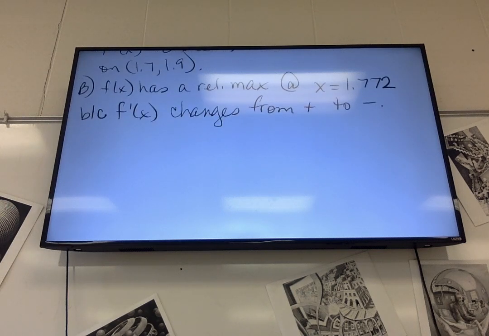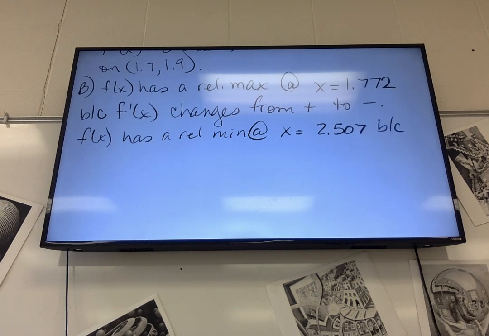So f of x has a relative min at x equals 2.507. Okay. Because f prime of x changes from negative to positive. Yeah, changes from negative to positive.